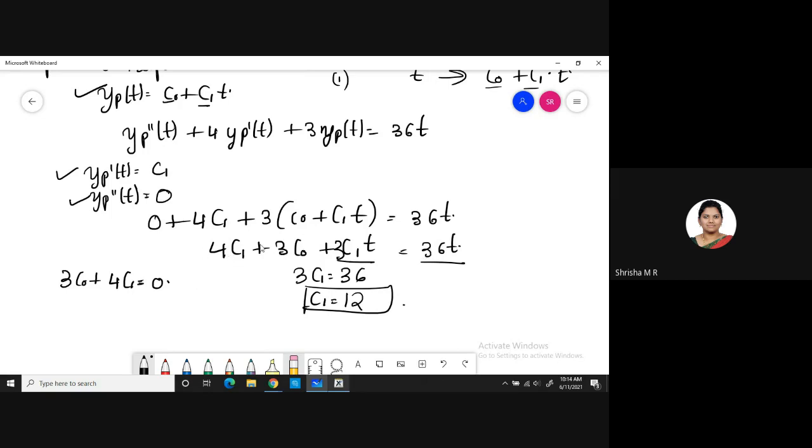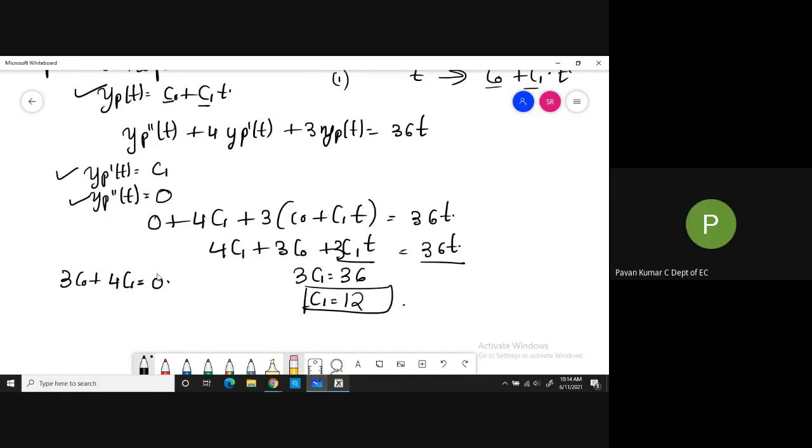Because we don't have any t term, right, in these two. This term has a t term, even this term has a t term, so we are equating this. Here you don't have t term, so we have equated that to 0. Got it? Clear?